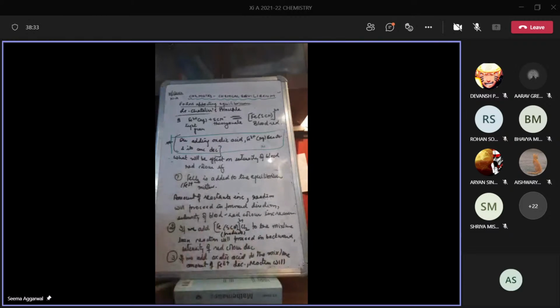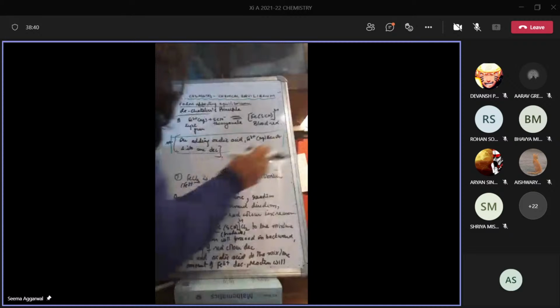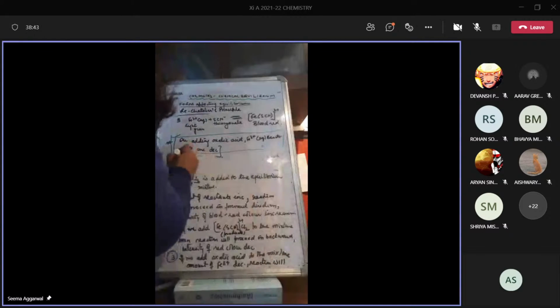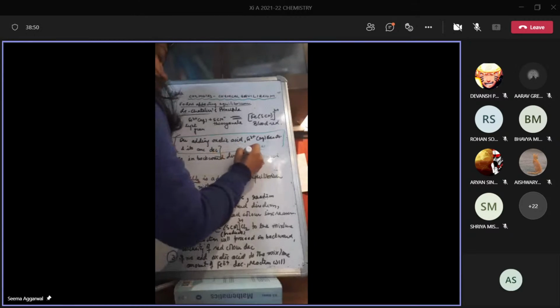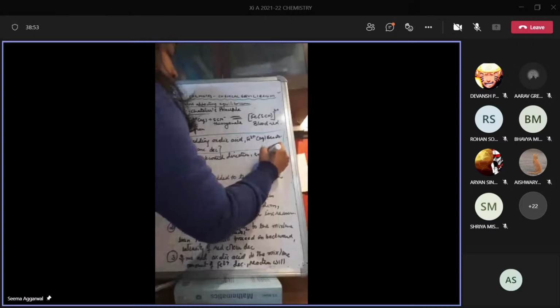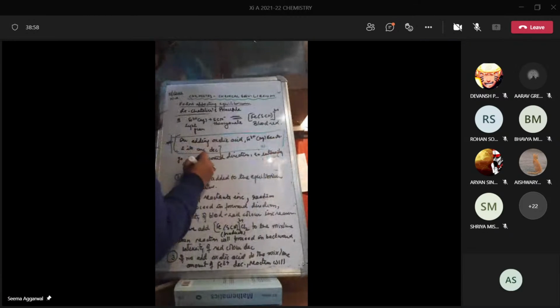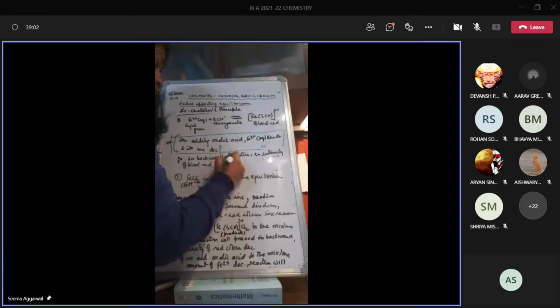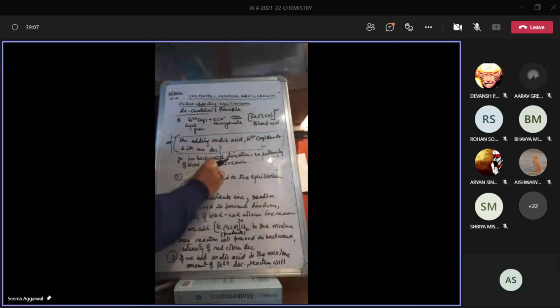Okay. So let me write. So on adding this one, the reaction will go... I am rubbing this one. So amount of Fe3+ decreases, reaction will go in backward direction, where the amount of Fe3+ increases. Backward direction. So intensity of blood red decreases. Is it okay? Yes, ma'am.